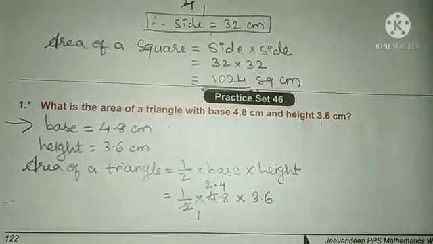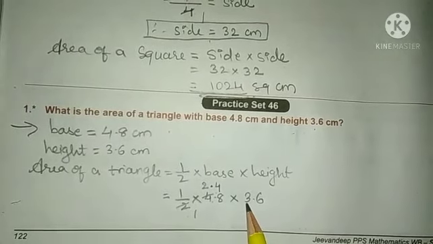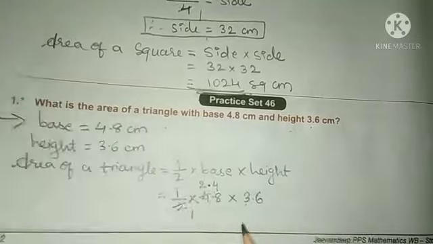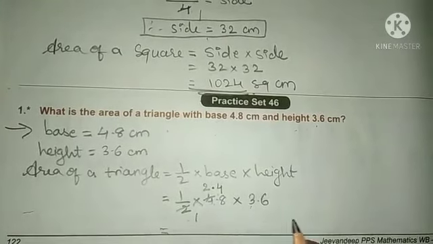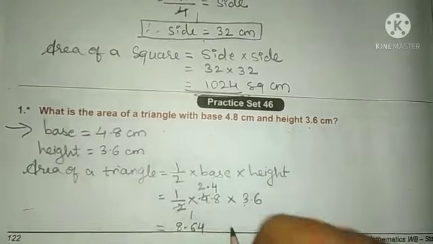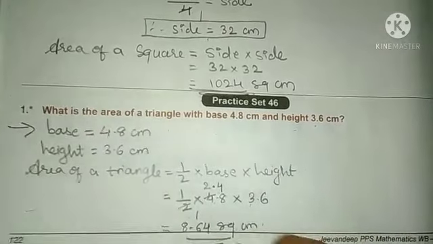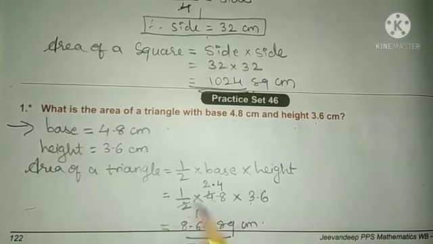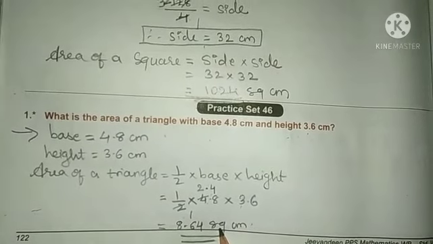Clear? So now what you will do? This 2.4 you will multiply with 3.6. Clear? So what you will get over here? You will get the area of a triangle, that is 8.64 square centimeter. Again we are calculating the area, so area we are calculating in square centimeter or meter.